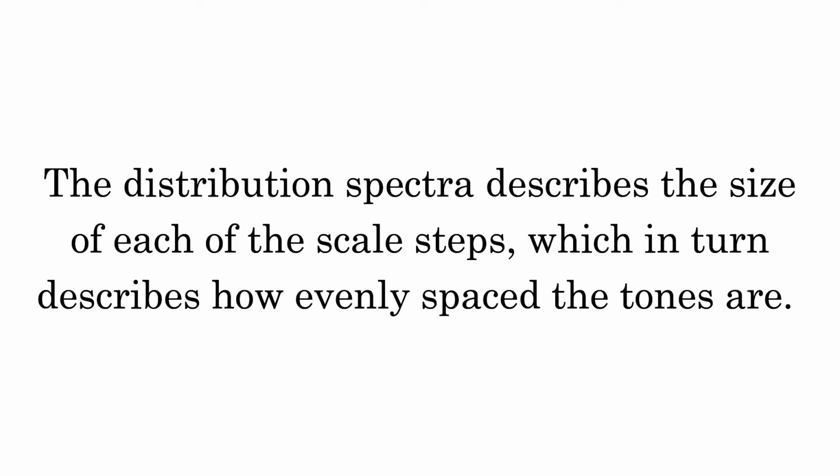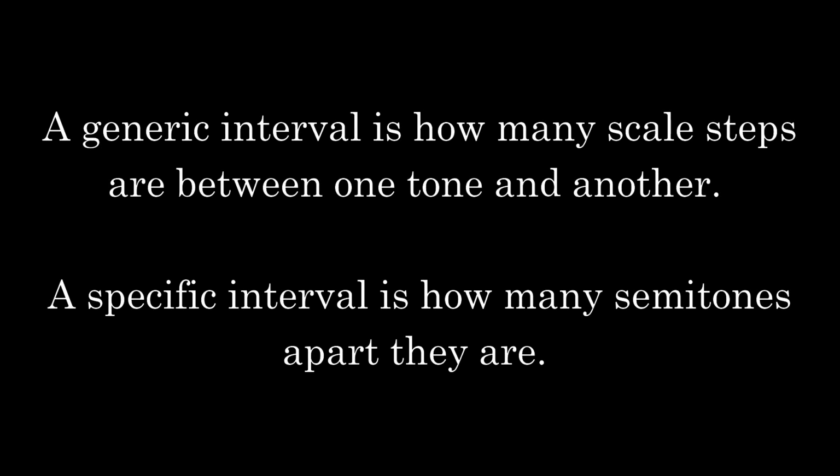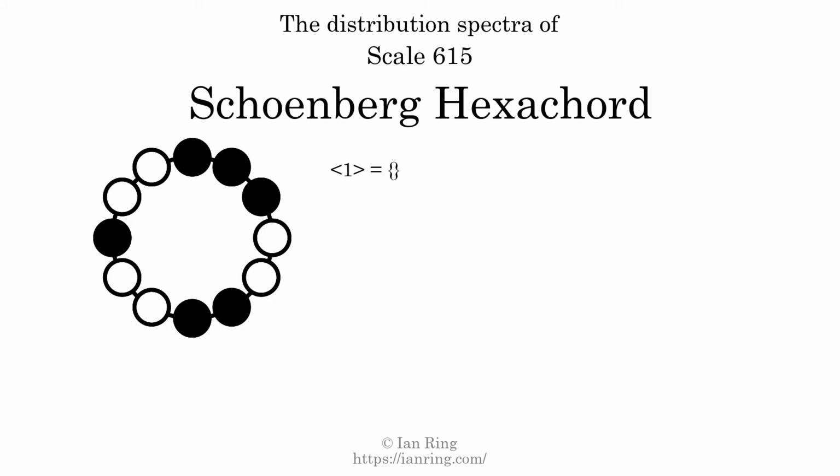Here, the distribution spectra describes the size of each of the scale steps, which in turn describes how evenly spaced the tones are. A generic interval is how many scale steps are between one tone and another. A specific interval is how many semitones apart they are. The generic interval of one scale step comes in 2 different specific interval sizes: 1 semitone and 3 semitones. The spectrum width of this generic interval is the highest, 3, minus the lowest, 1, which equals 2.